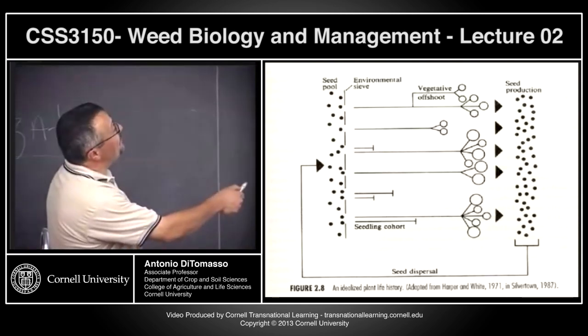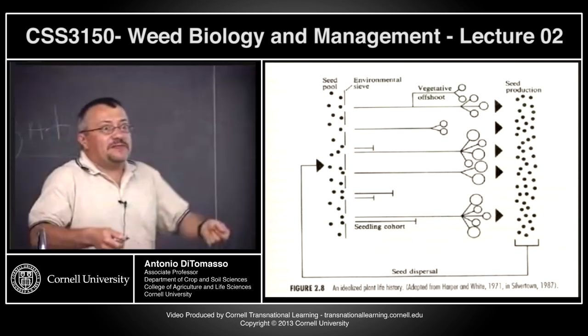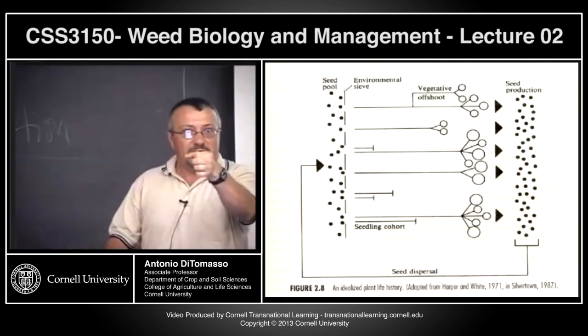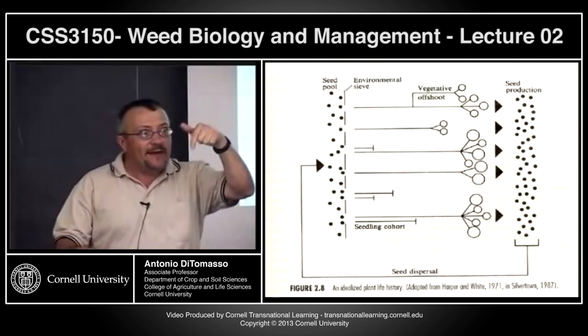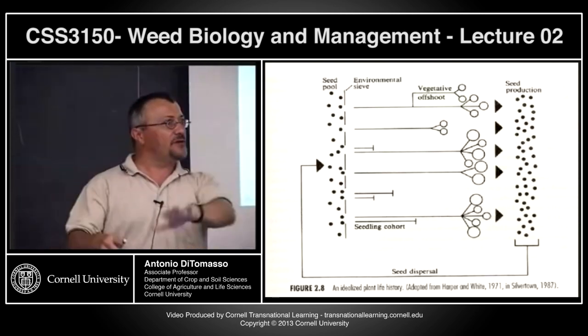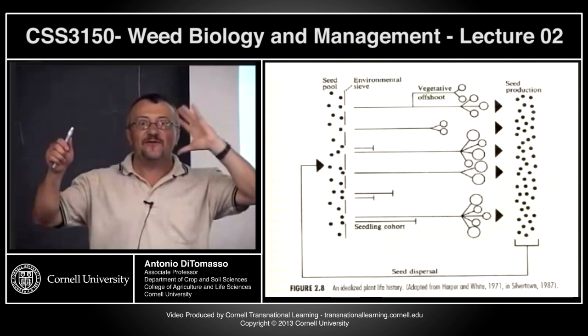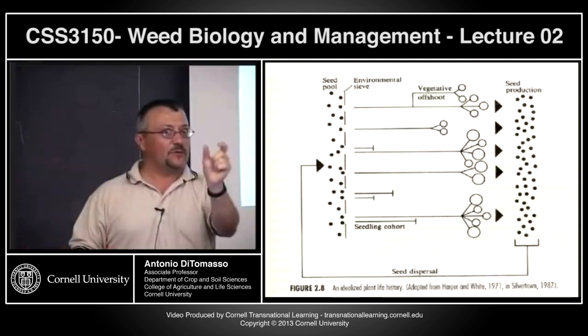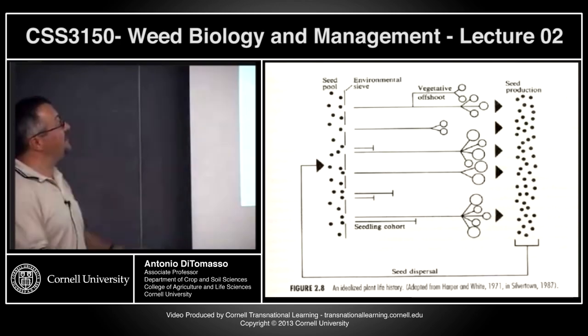So this is what's happening here. You have an environmental sieve. Think about it: there's a whole bunch of seeds here, but now you've got a sieve that has specific diameter holes, and depending on your size, some of them will filter through, others are going to stay back. Think of the environmental sieve as nature allowing some things to germinate, so the cues have to be bang on. Otherwise, the plants won't germinate.